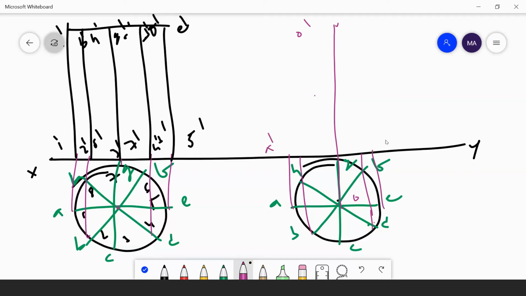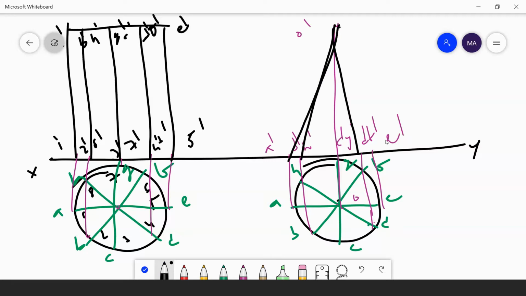A dash, B dash, H dash, C dash, E dash, G dash, F dash, E dash. Then I am joining all these points here. To the vertex, I will join all these points. Understand? Is it clear? Yes, sir. Okay. In this way you need to draw the solid. So we will go to the problem.